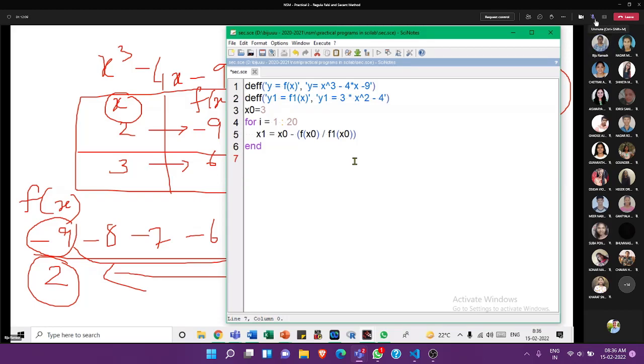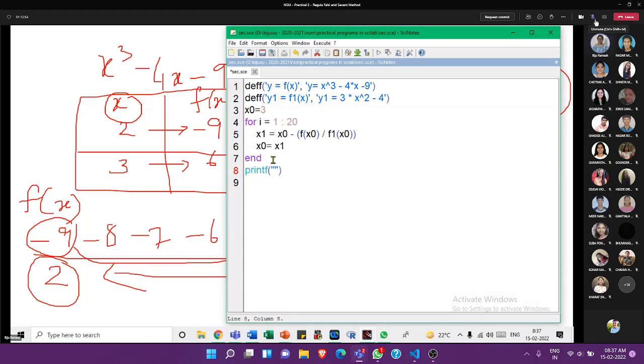Since we have used x0, we are going to go for f of x0. And now the new root. Now I should come back here, so this should go on repeating. So your x0 is now the new root. That's all. It is only this much. You don't have anything else. It's as simple as that.